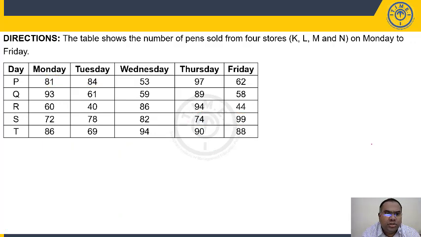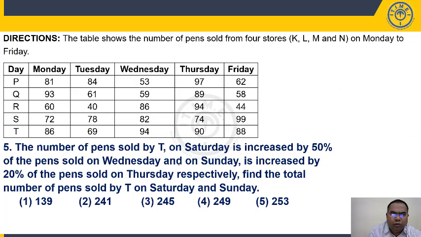Right? Now question number 5 on your screen, students. The number of pens sold by T on Saturday is increased by 50% of the pens sold on Wednesday, and on Sunday is increased by 20% of the pens sold on Thursday respectively. Find the total number of pens sold by T on Saturday and Sunday. Let us take T on Saturday, T on Sunday. Right. Now, how many pens T sold on Saturday? If you see here, what is given? T, number of pens sold on Saturday, increased by 50% of the pens sold on Wednesday.